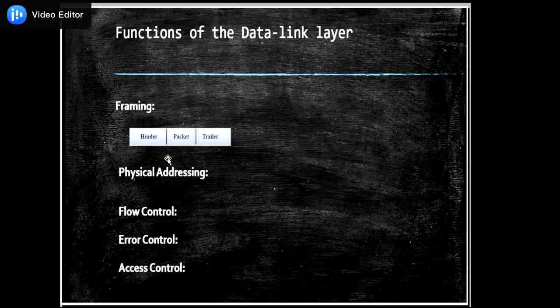The physical addressing. The data link layer adds a header to the frame that contains the destination address. The frame is transmitted to the destination mentioned in the header. Flow control. Flow control is the main functionality of the data link layer.